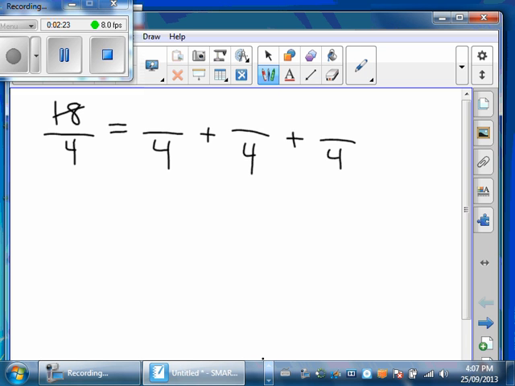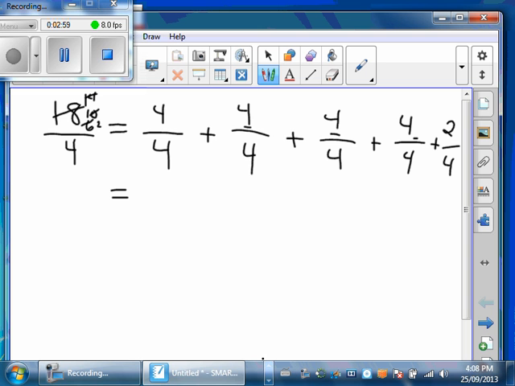So 18 minus 4 would be 14, so that's 4 that we've taken out of there. Take another 4 off, that leaves us with 10. Let's take another 4 off, that leaves us with 6. Take another 4 off, that leaves us with 2. And now we've got 2 fourths that are left over. So when we add it all up, 4 plus 4 is 8, plus 4 is 12, plus 4 is 16, plus 2 is 18. So we have 18 over 4.